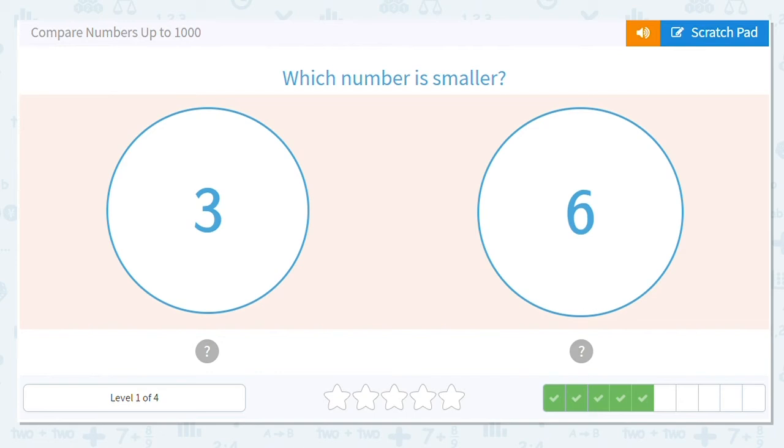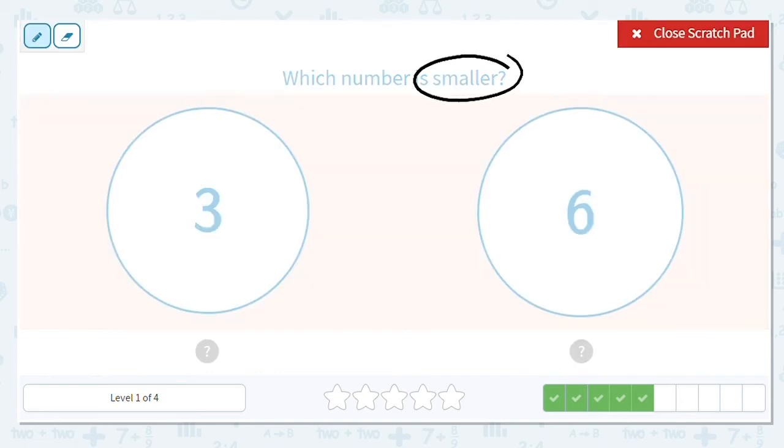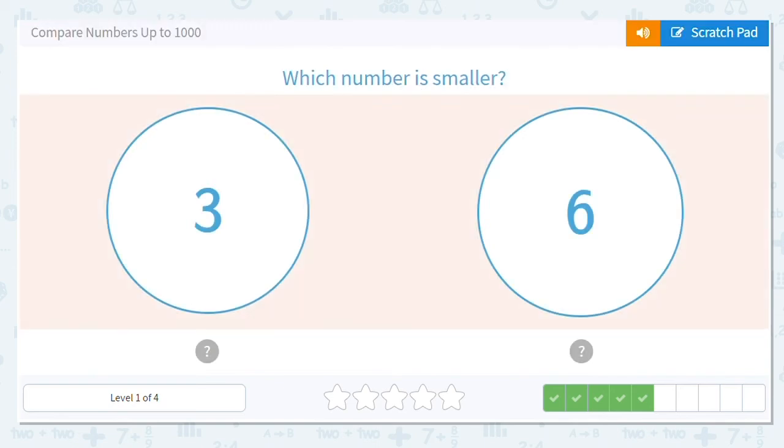Next one, we have 3 and 6. Both of them only go to the ones place, okay? And we want to know which is smaller. So which is less, 3 or 6? If I'm thinking of age, who would be younger, a 3-year-old or a 6-year-old? A 3-year-old, right.